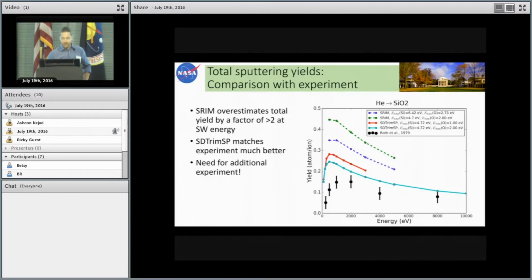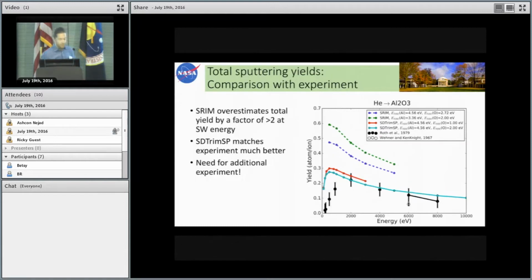The matches for helium are a little bit worse than they are for hydrogen, but still at solar wind energies, which for helium is about 4,000 eV, 4 keV, it's within about 50% of these values, and for Al2O3, we're a lot closer to experiment. So SDTrimSP seems to be giving us good total experimental yields.